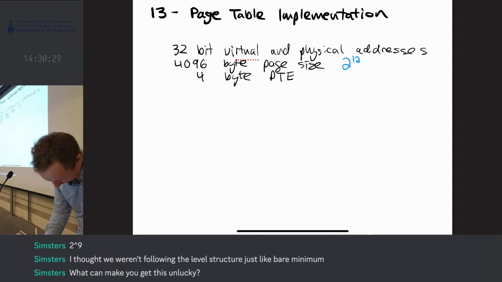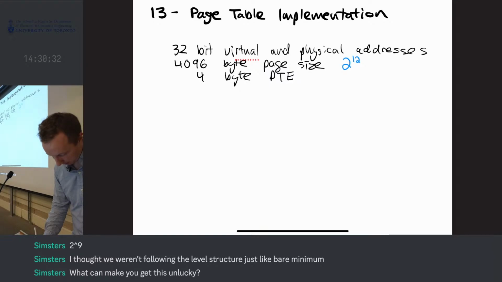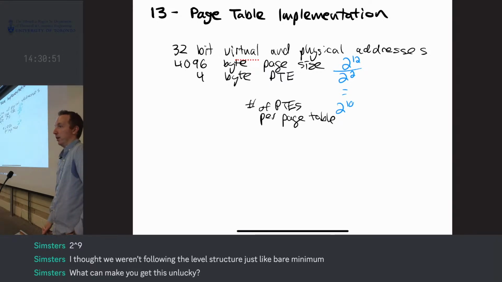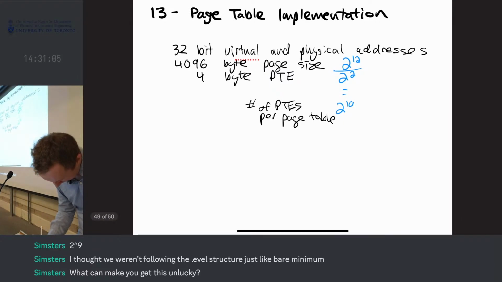My page size is again 2 to the 12. A 4-byte PTE is 2 to the 2. So if I divide them, I get 2 to the 10. This is the number of PTEs per page table. So how many index bits would I need to select an entry in a page table? 10, right? It's just this number. This is how many index bits I need.